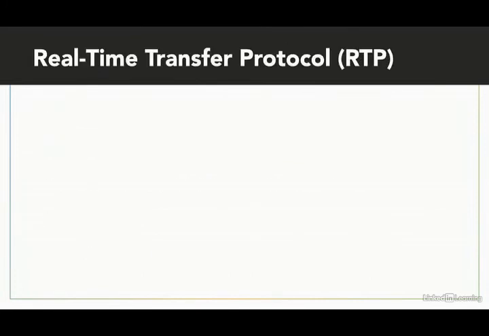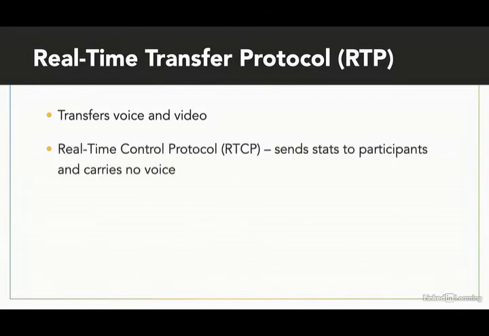The real-time transfer protocol is what actually transfers voice and video traffic. RTP works in conjunction with the above signaling protocols as well as the RTP control protocol. RTCP periodically sends statistical information to participants in a media stream. It carries no voice traffic. It was originally developed in 1996 but was revised in 2003 as RFC 3550.